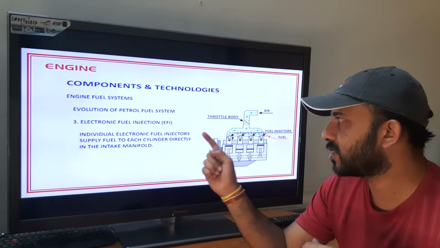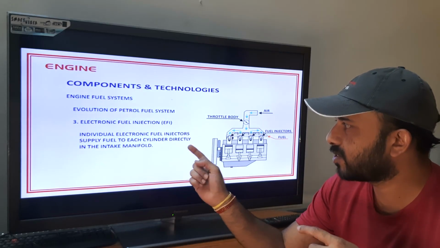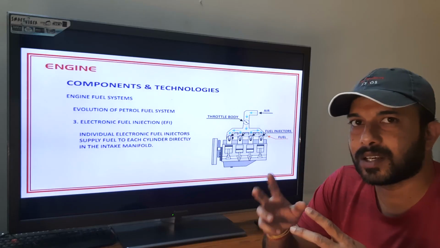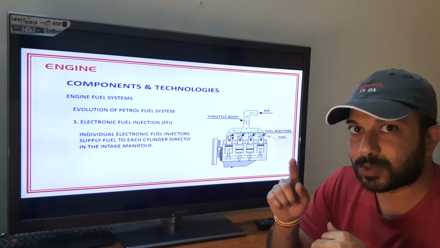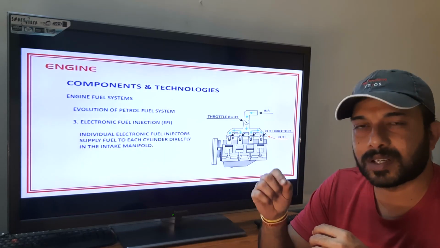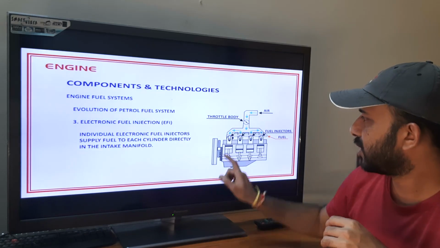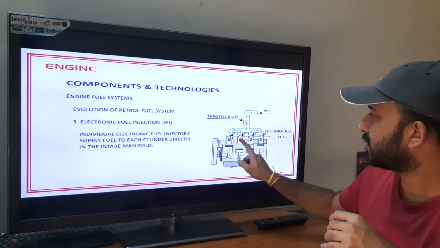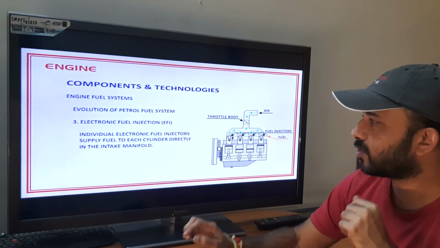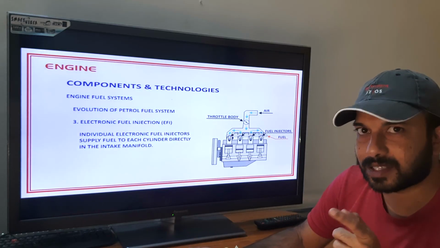And in this one, the individual electronic fuel injectors supply fuel to each cylinder directly to the intake manifold, just before entering the cylinder. So it is here. It sprays the fuel to the intake manifold only. So that is something like the indirect injection.